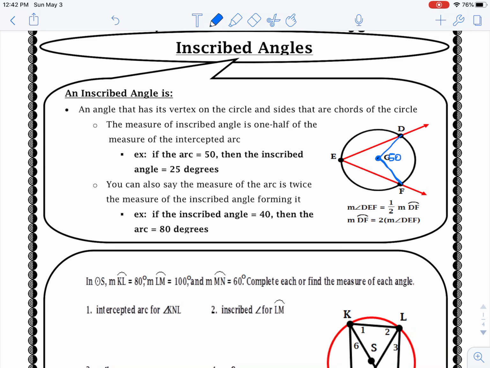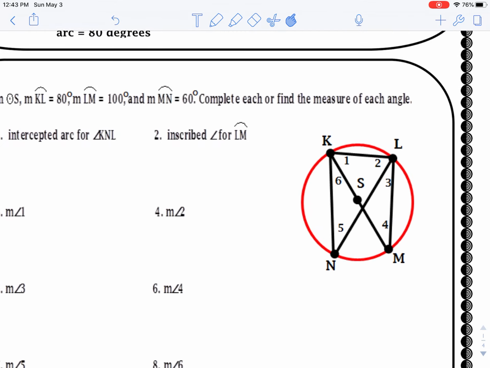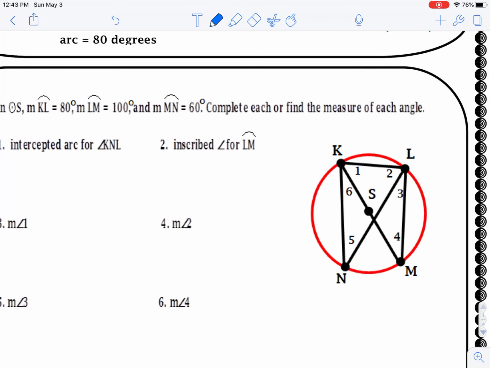Okay, to find the intercepted arc from an inscribed angle, let's say the inscribed angle is 40. Then our intercepted arc would be 2 times 40, which is 80. Okay, so some examples. And I always like to work from the things that are given and then answer the questions. So no different than when we were in class.